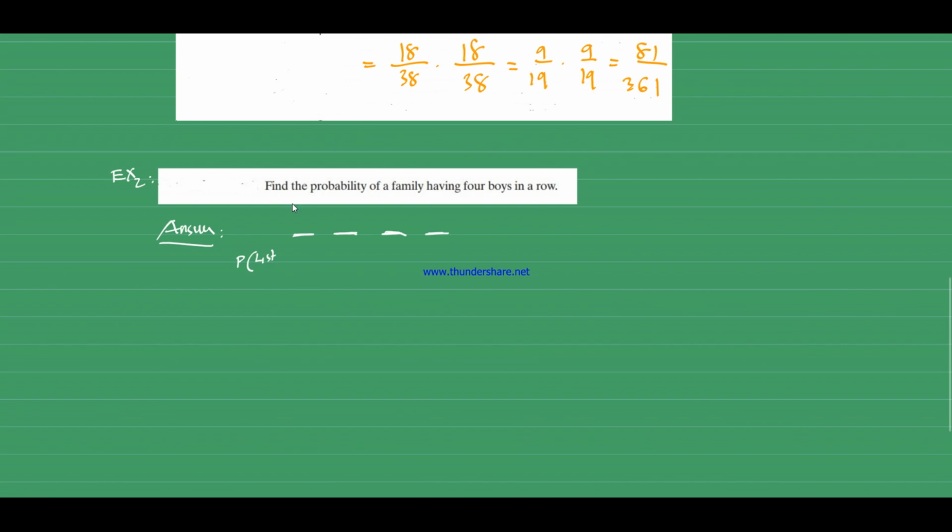So the probability of 4 boys in a row. For the first boy, you have only 50% because you either have boy or girl. And the second one, 1/2 again. The third one is 1/2. So you're going to have 1/16. Okay.